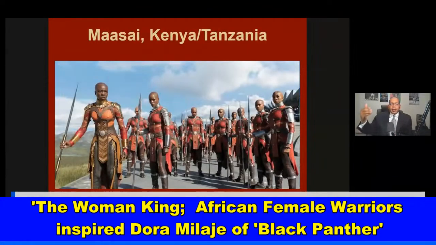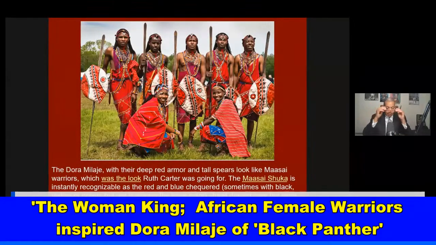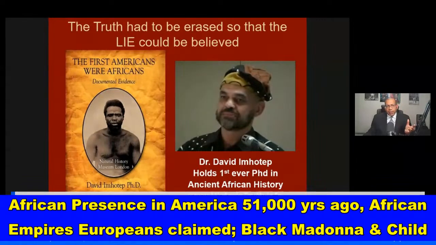All right. And then we know that the costumes of the Dora Milaje are inspired by the Maasai of Kenya. Okay. And the dress of the Maasai of Kenya and the colors from Kenya as well. The Dora Milaje with their deep red armor and tall spears look like Maasai warriors, which was the look that Ruth Carter was going for. The Maasai Shuka is instantly recognizable as the red and blue checkered, sometimes with black, yellow, or green, but red is always the base color. And this is the shawl draped over the semi-nomadic Maasai. Okay, so there's so many African influences in the film Black Panther.